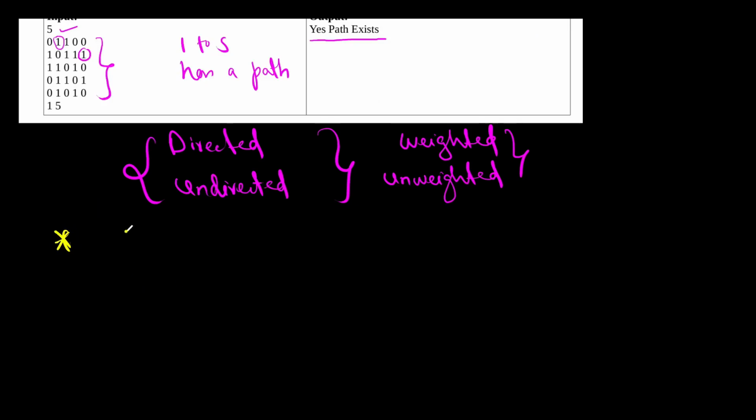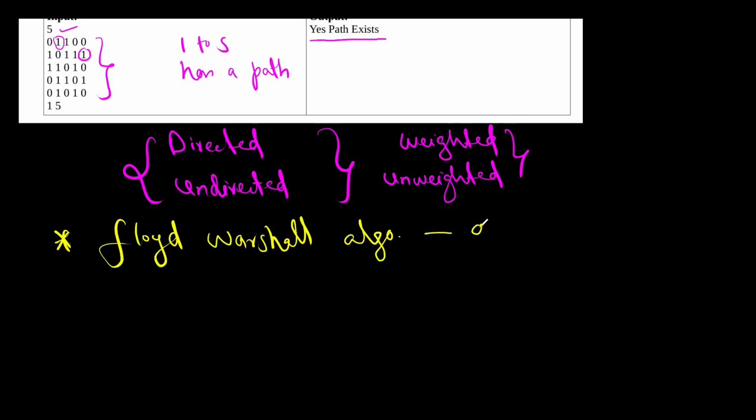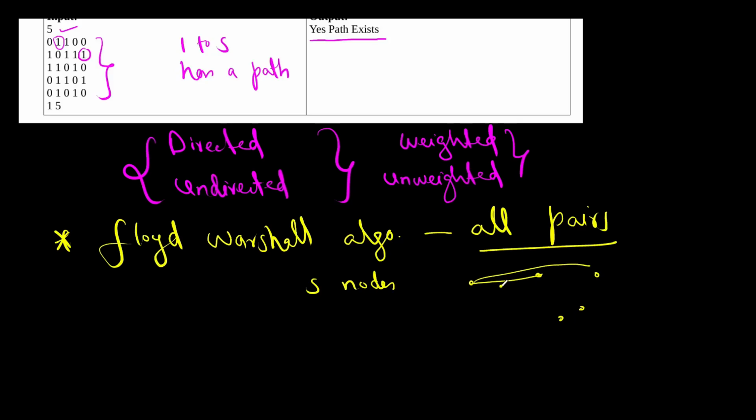not, you can use a simple algorithm, that is the Floyd-Warshall algorithm, right? So what it does, it's an algorithm to find out the path or distance from one vertex to another vertex. Basically, it's an algorithm to find out the path between all pairs. Suppose we have 5 nodes, then it will find out the path from 1 to all other vertices, and similarly from this to all other vertices, right? So that's how this algorithm works.